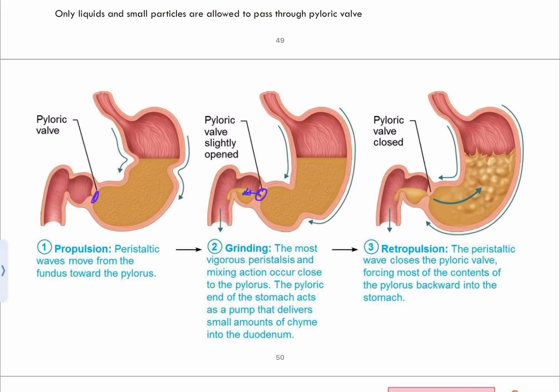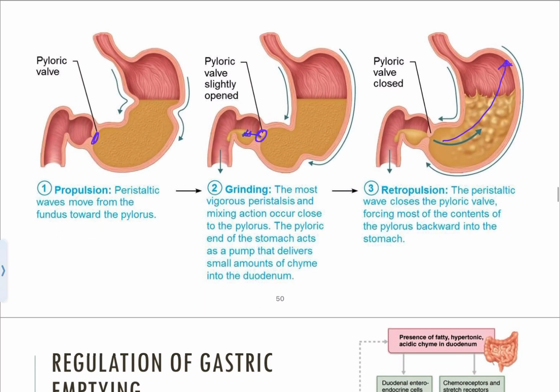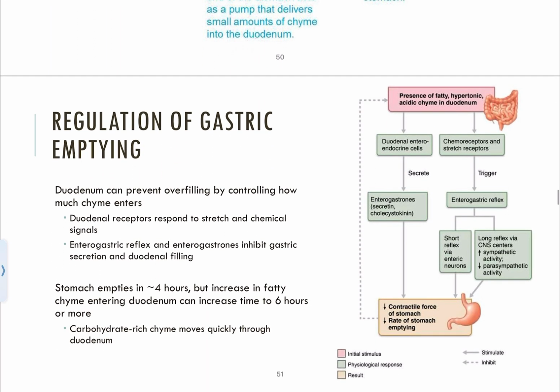Once we've allowed some of the chyme to go into the duodenum, we're going to contract again, and we're going to squeeze the contents back up towards the fundus of the stomach, and then start back over at 1, where we stick it back down towards the pylorus, squeeze a little bit out into the duodenum, contract, bring the contents back up to the fundus, and so on and so forth, till we basically empty all of the contents of our stomach into our duodenum.